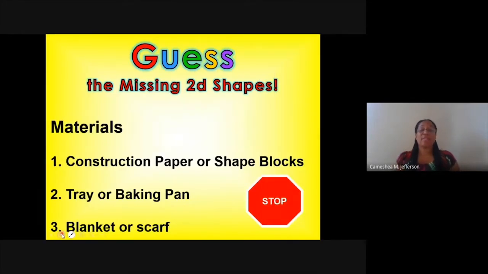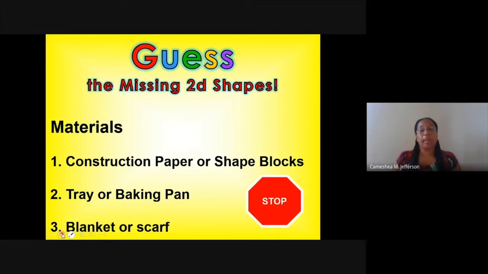All right, boys and girls, I have an exciting activity that we're going to get ready to do. It's called Guess the Missing 2D Shapes. With this activity, the materials that you will need will be construction paper, shape blocks, a tray or a baking pan, and a blanket or a scarf. You don't need all of these. You can use either or.